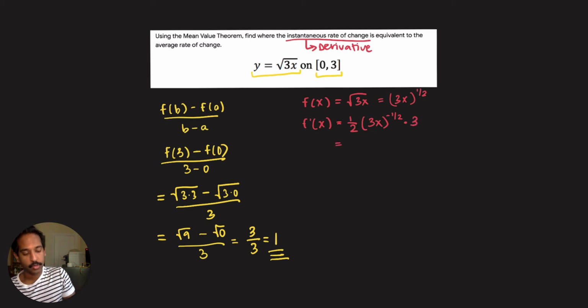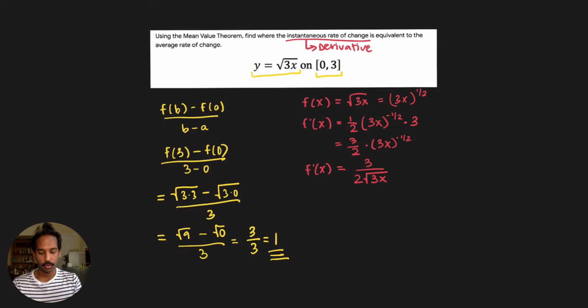So I'm going to maneuver things around. 3 times 1/2 is 3 over 2 times 3x to the negative 1/2. And since that's to the negative 1/2, I'm going to put that in the denominator. So we'll get 3 over 2 times, and 1/2 as an exponent is the same as square root, the square root of 3x. So that's f prime of x.